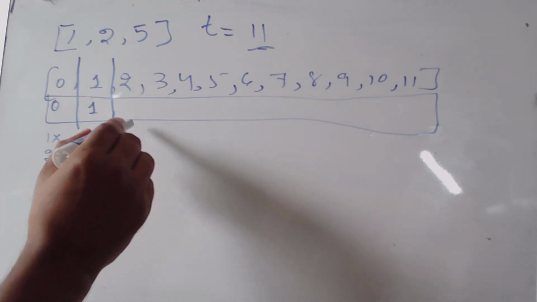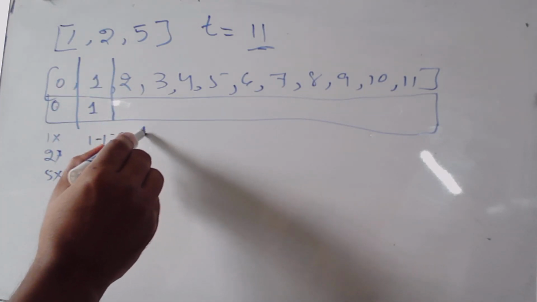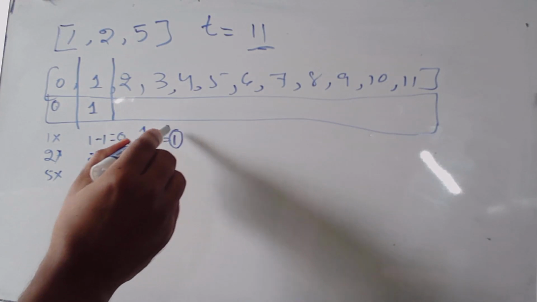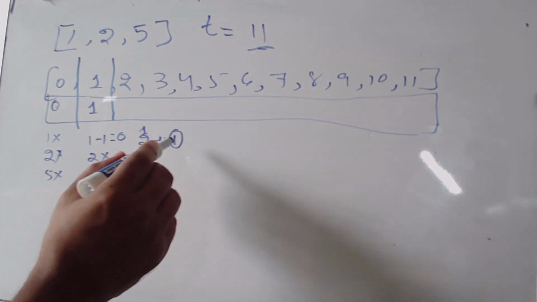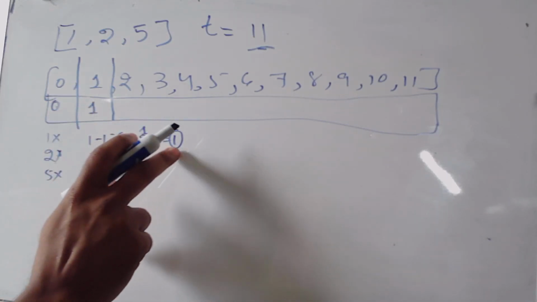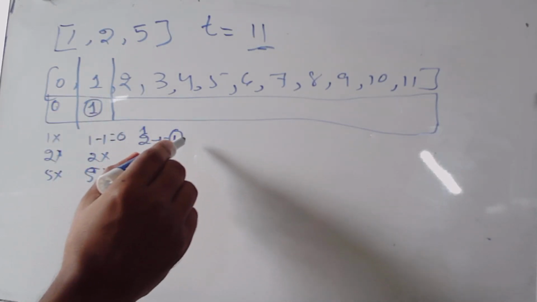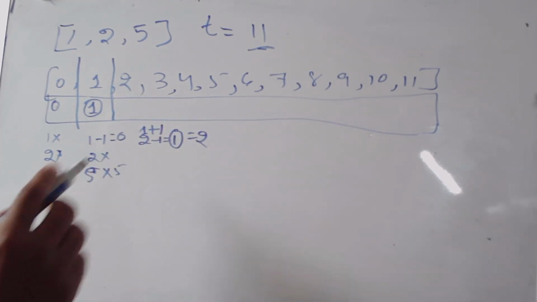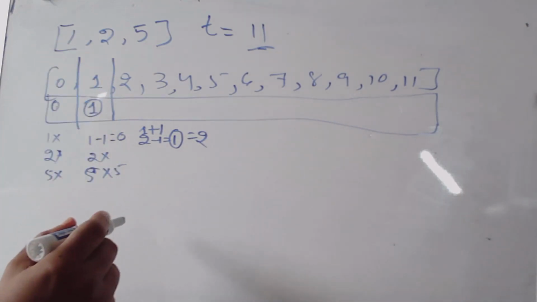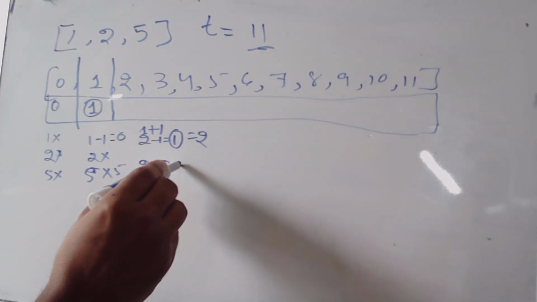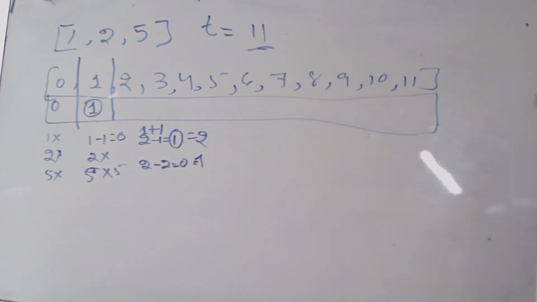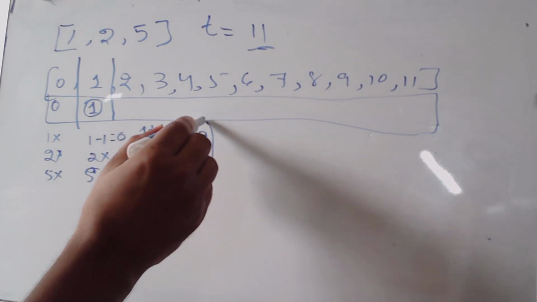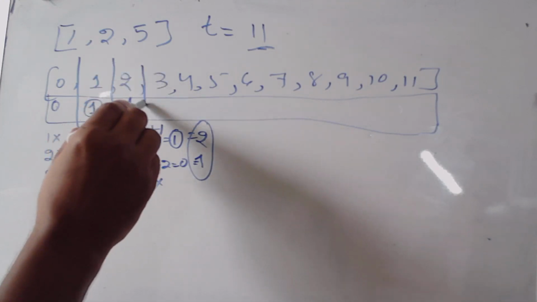Can you use 1? Yes. So we can use 1 coin. Then the remainder is 2 minus 1 equals 1. Did we calculate for the target 1 before? Yes. So dp for 1 is already calculated as 1. So total will become 1 plus 1 equals 2. Now can we calculate using 2? Yes. So 2 minus 2 equals 0. So there is only 1 coin needed. Can you use 5? No. So what is the minimum between 2 and 1? That is 1. So we can use 1.